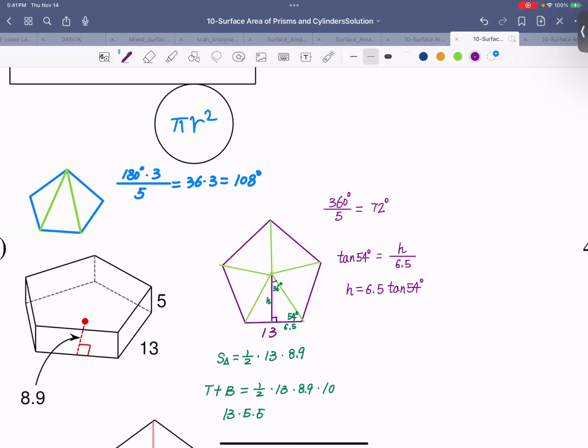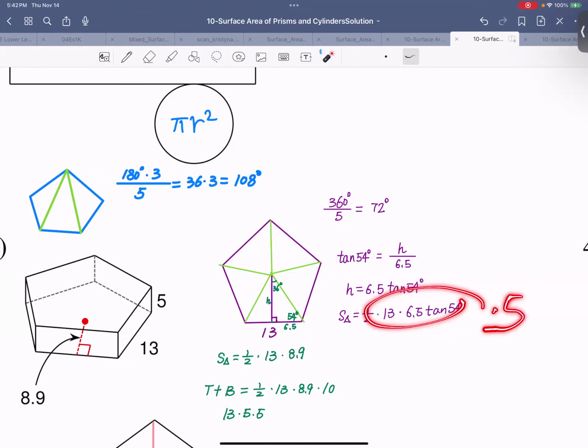So you have your triangle area equals 1/2 times 13 times 6.5 times tangent 54 degrees. That is your expression for one of the triangles. And how many of them do you have? 5 of them. So you will times by 5. And you have the top and the bottom, so you times by 2. In that way, you calculate this top and bottom area.